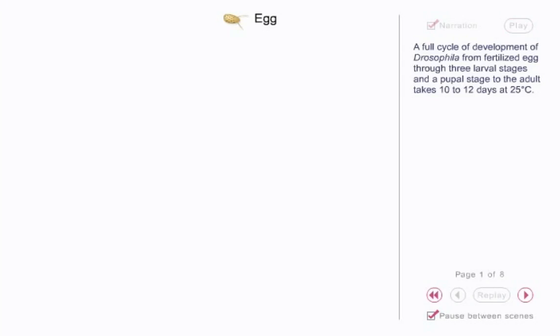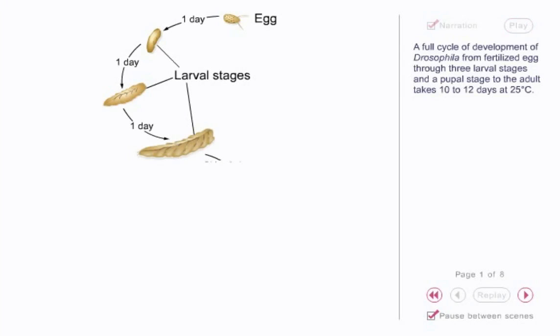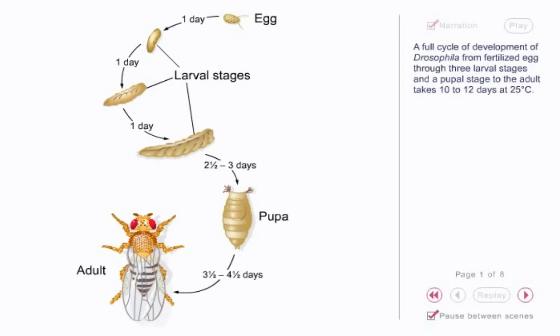A full cycle of development of Drosophila from fertilized egg through 3 larval stages and a pupal stage to the adult takes 10 to 12 days at 25 degrees Celsius.